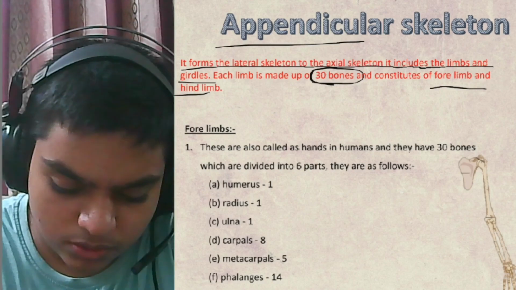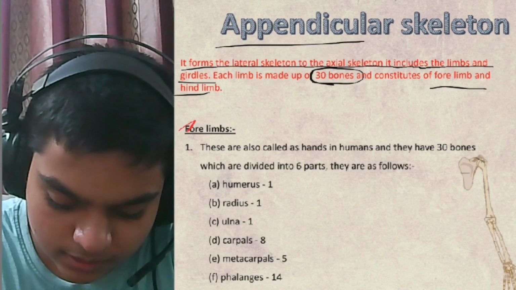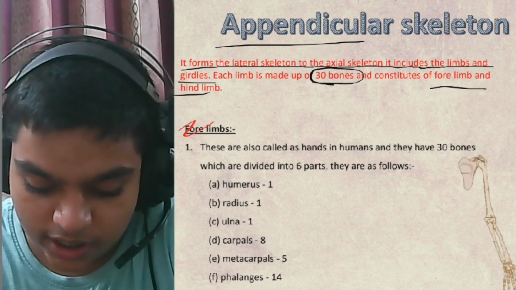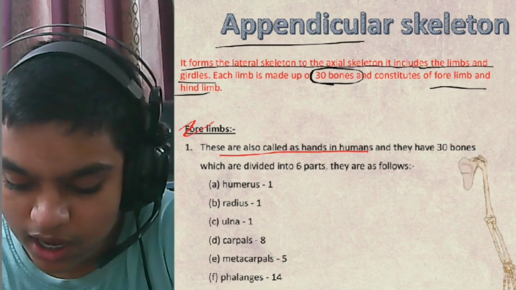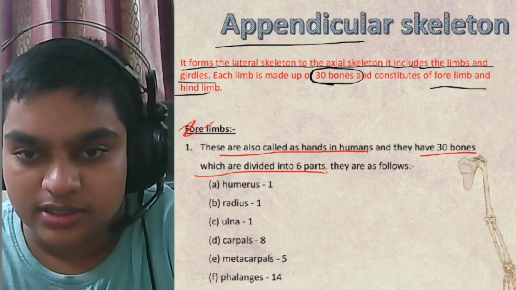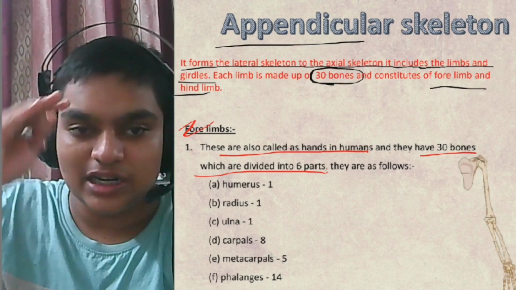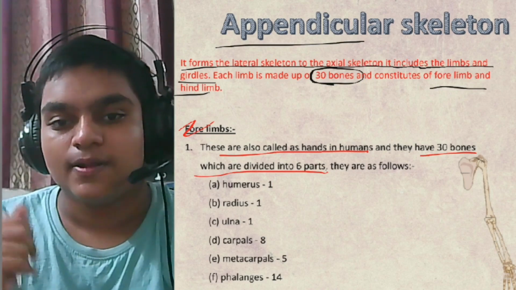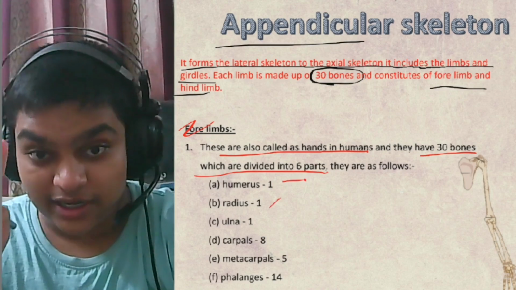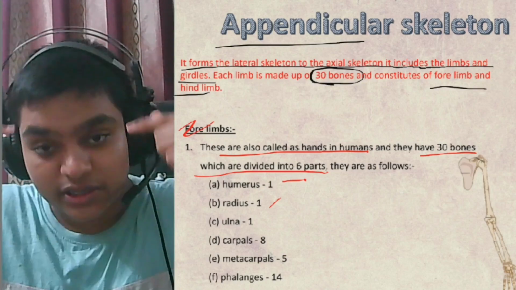Now let's discuss forelimbs first of all. These are called hands in humans. They have 30 bones which are divided again into 6 parts. First one humerus, second one radius. We have one humerus, one radius.